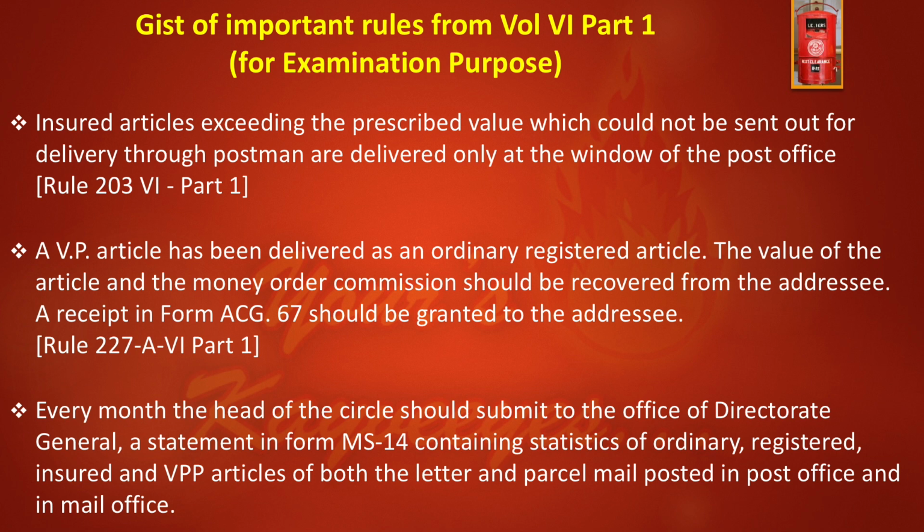Rule number 227A. Every month, the head of the circle should submit to the Office of the Director General a statement in Form MS 14C containing the statistics of ordinary, registered, insured, and VP articles of both the letter and parcel mail posted in post office and in mail office.